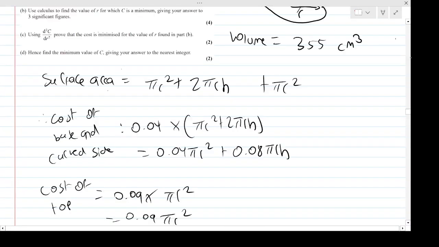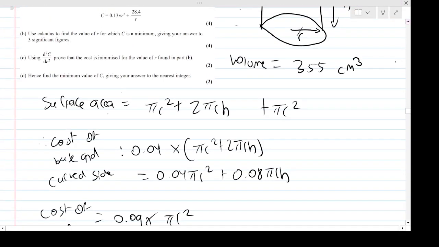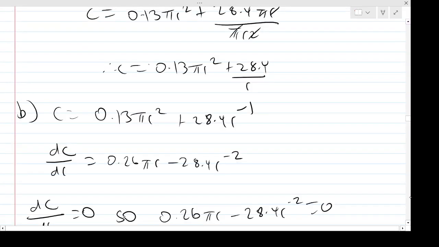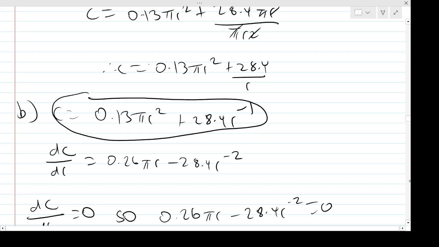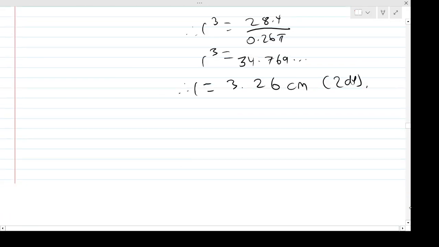That value of r will give me the minimum. So then I need to find the minimum cost, the minimum c. I need to substitute that r value into my formula for c. As I remind you, c is this expression here. I'm going to substitute this r into c, which is equal to 0.13 pi r squared add 28.4 over r, that is 28.4 r to the minus 1.